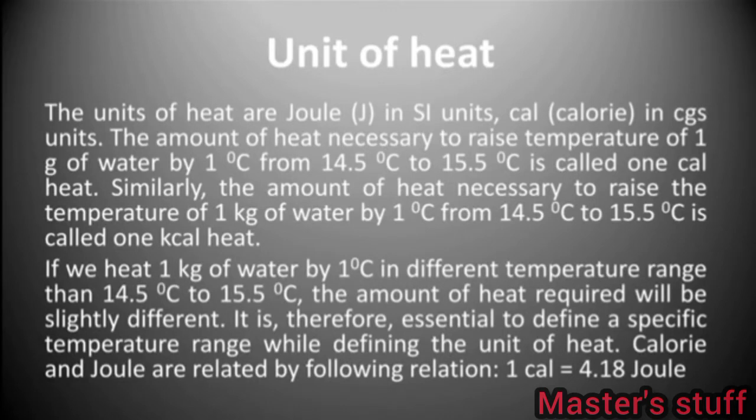If we heat 1 kg of water by 1 degree Celsius in a different temperature range than 14.5 degrees Celsius to 15.5 degrees Celsius, the amount of heat required will be slightly different. It is therefore essential to define a specific temperature range while defining the unit of heat. Calorie and joule are related by the following relation, that is 1 calorie equals 4.18 joule.